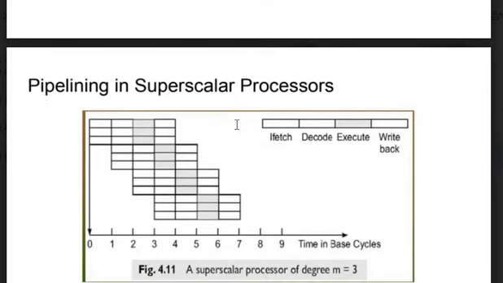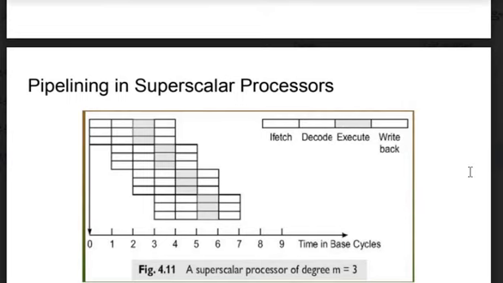Now you can see one important point here before I start the diagram explanation: the degree of processor's parallelism, which is mentioned by the variable m. So however much the parallelism is, that many instructions will execute. I will try to give the idea of this diagram.